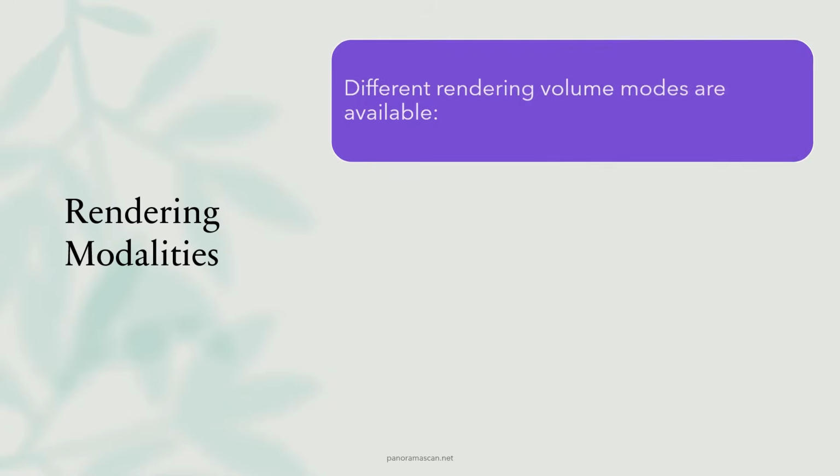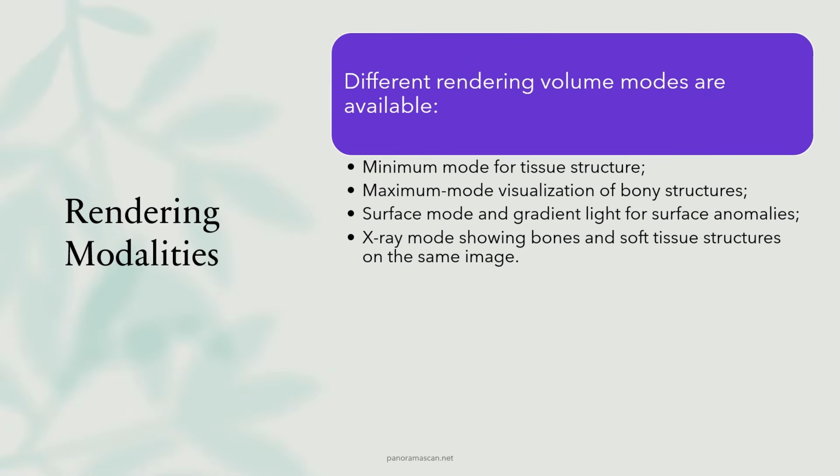First mode is the minimum mode. In minimum mode, the lowest intensity values in the volume are shown, making it ideal for visualizing soft tissue structures. This is particularly useful when evaluating organs or tissues that have varying echogenicity, such as the fetal brain, where differentiation between various tissue types is essential for proper diagnosis.